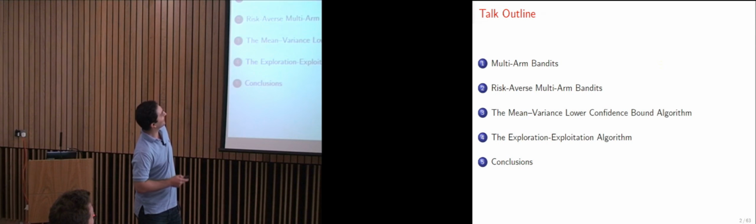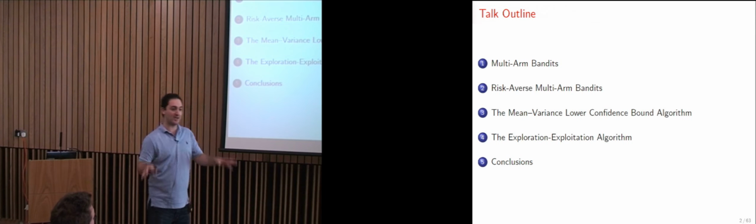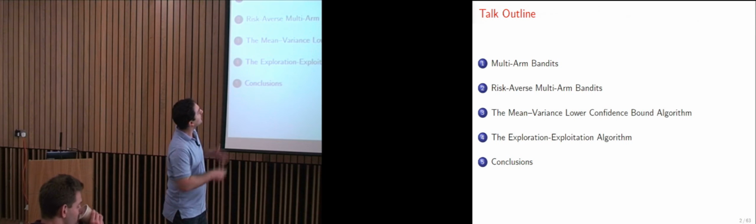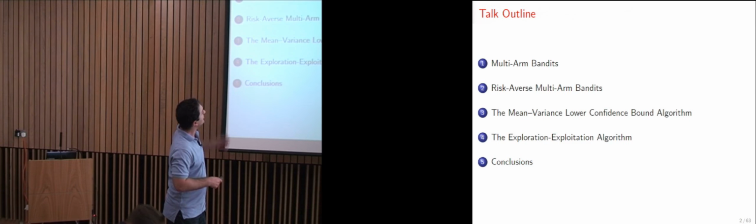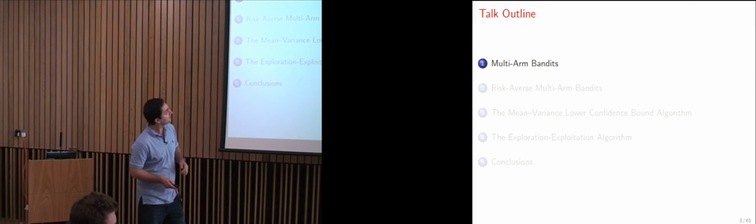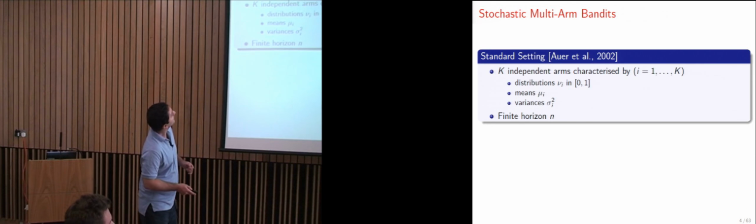Yeah. So what I'll be presenting is the stochastic multi-arm bandit setting, just again to give you an idea of what that setting's about. I'll introduce the risk-averse multi-arm bandit problem, the way that's working, and then two algorithms, theoretical analysis and empirical results. So first, the setting.